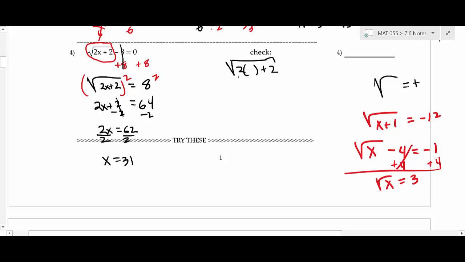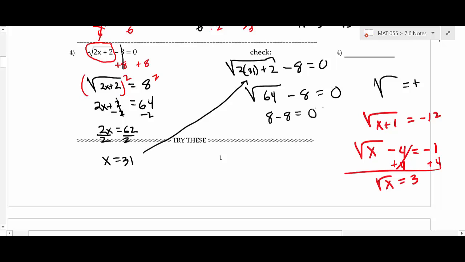So we have 2 times something plus 2 under a radical minus 8 is 0. So we're just going to plug in that 31. Okay, if you work what's under the radical, what would be 2 times 31 plus 2? That's 62 plus 2. So that's 64. Can you tell it's right now? Yeah, okay, because 8 minus 8. Okay, so we know we're right, 100%. Okay, we're good. All right?